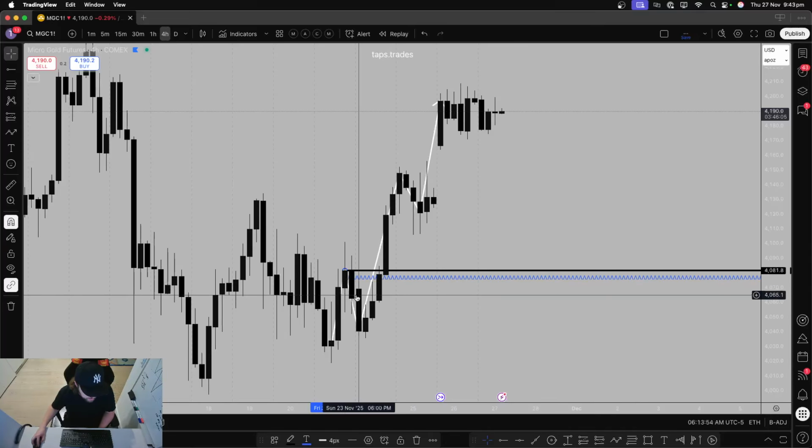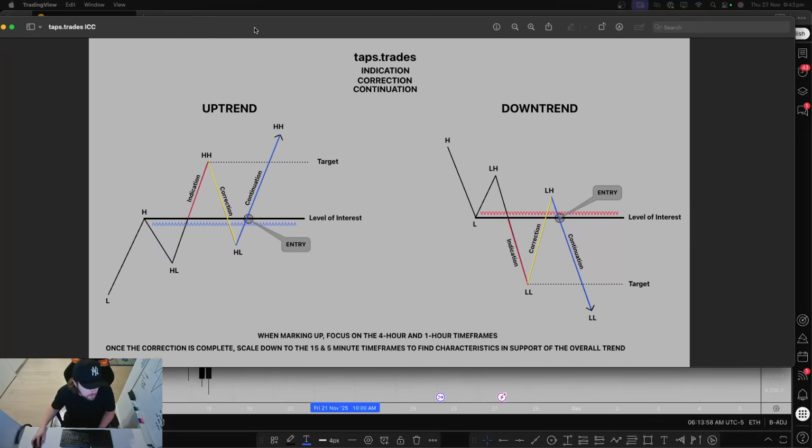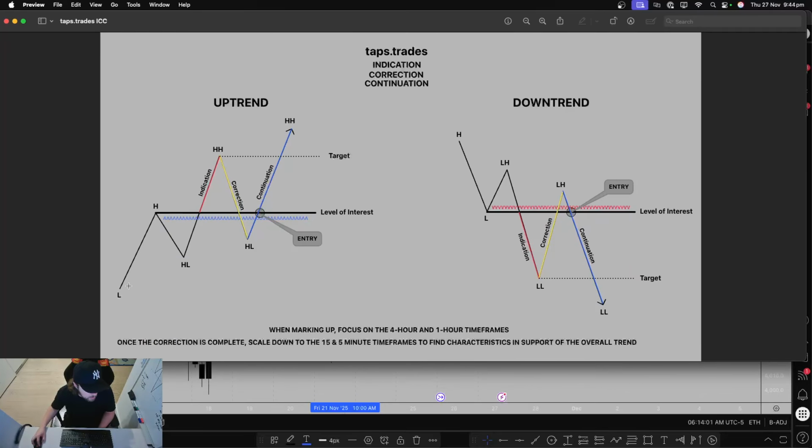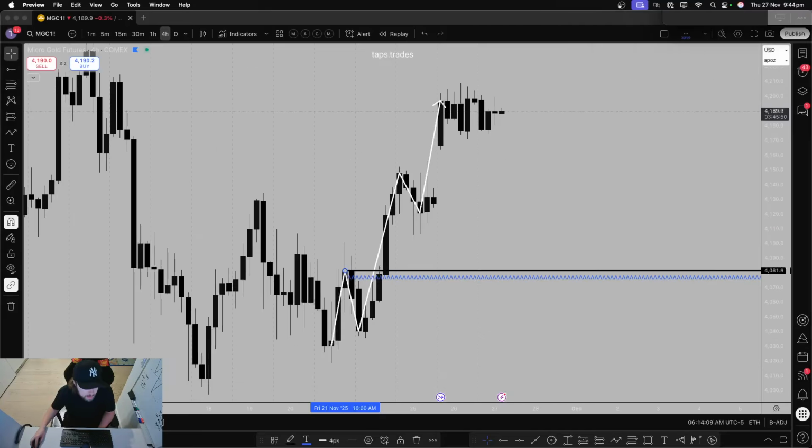So as soon as we've created that higher high, I'll just show you here. Once we've got the low, the higher low, and the higher high, that's the indication phase. Level of interest goes on that previous level, that previous high there. But we can see that it actually doesn't get to that level at all.